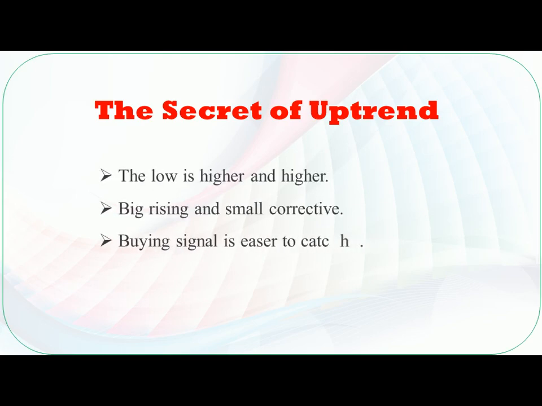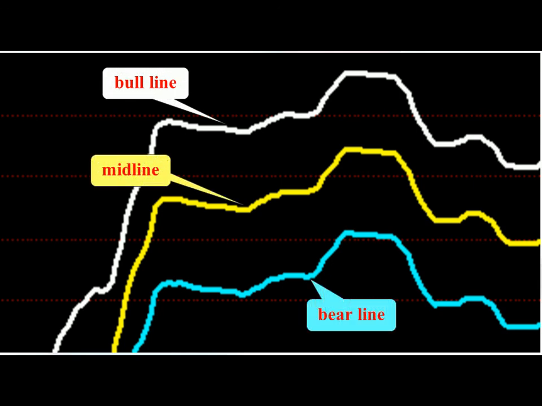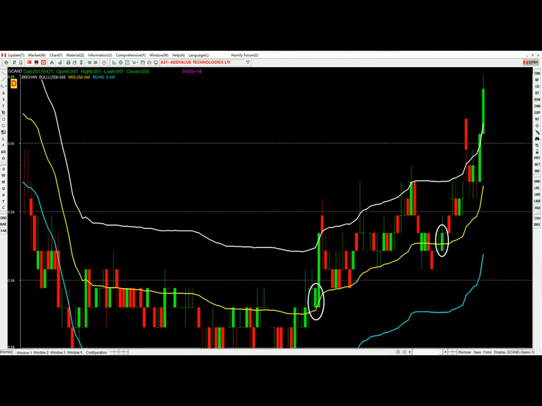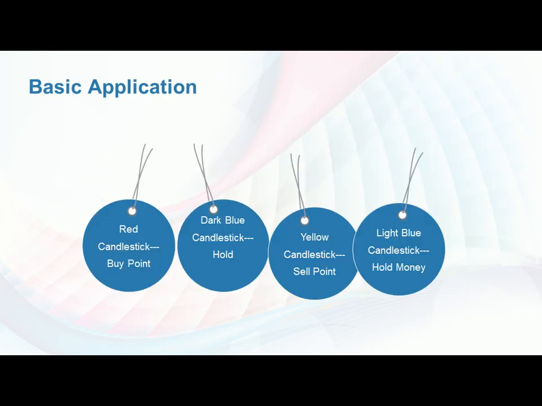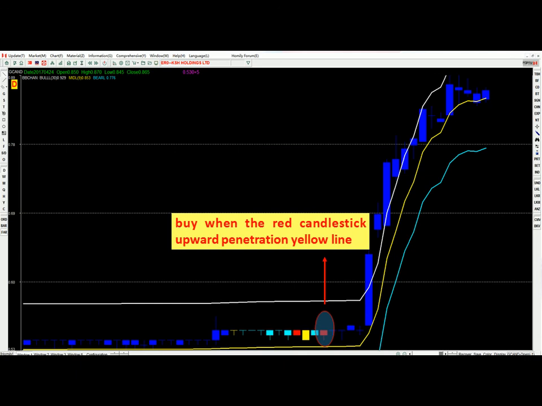The secret of uptrend: the low is higher and higher. Big rising and small correction, buying signal is easy to catch. So this is for the uptrend. Then today we learned the bull and bear expert and the strong signal and how to combine. The main important thing is that we should learn how to combine these two functions. So buy when the red candlestick penetrates upward through the yellow line. And remember this, okay?